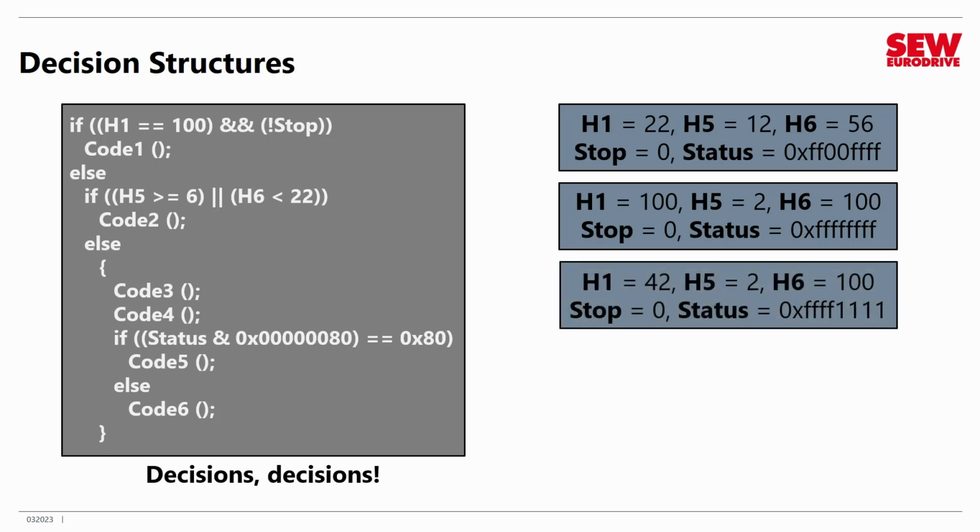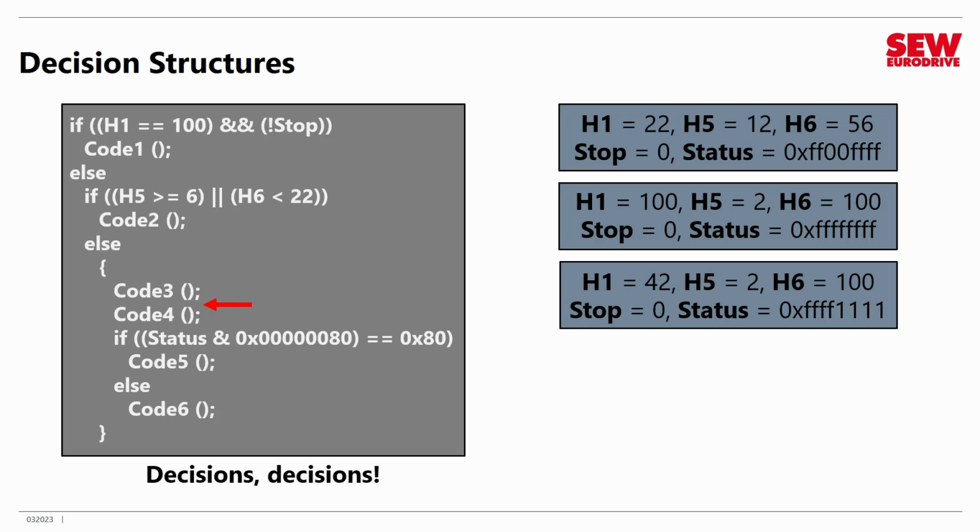Let's try a third here. h1 equals 42. Okay, so h1 is not 100. So that means we go on. Is h5 greater than or equal to 6? Nope, it's not. Is h6 less than 22? The answer is no, it's not. h6 is 100, so it's going to drop through to the else. So the first thing that's going to happen is code 3 and code 4 will run.